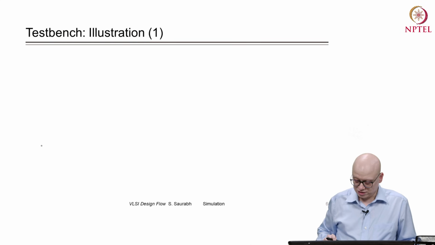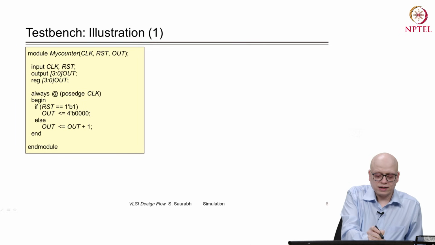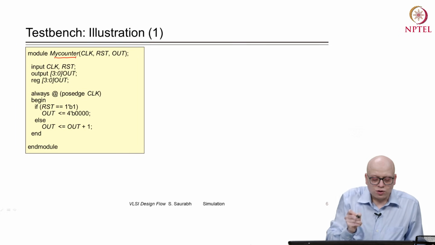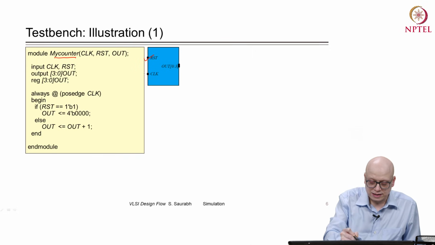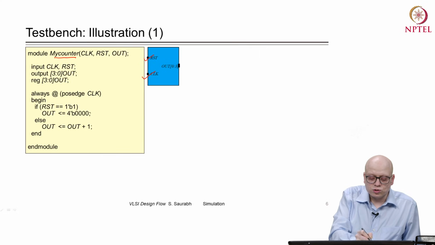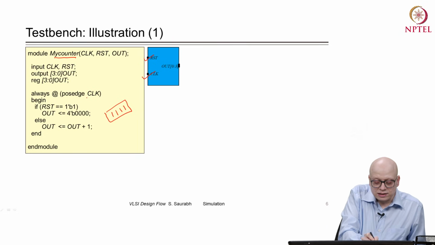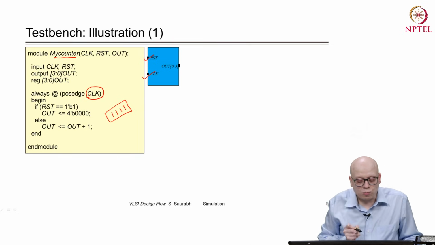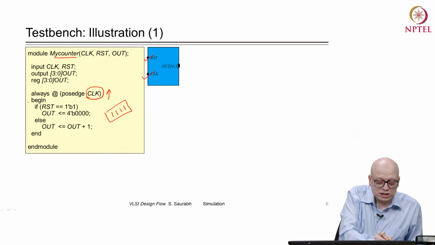For the sake of illustration, let us take a small Verilog model of a 4-bit counter. Now, in this counter, there are two input signals, reset and clock, and the output counts from 0000 to 1111. So, how does it do this? There is a clock signal, and whenever a positive edge comes on the clock signal, it goes into this always block.